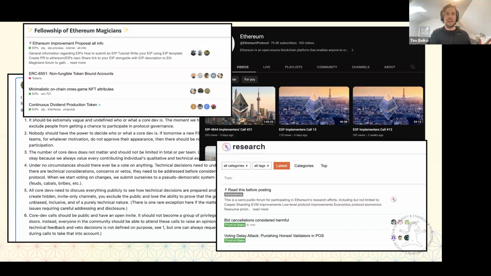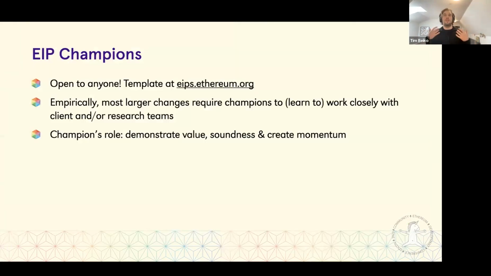And they're the ones who at the end of the day spend their time on a network, develop a client, and propose changes to the Ethereum network. But they're not the only ones who can propose a change. So we have an open process for proposing changes to Ethereum called the EIP process. This stands for Ethereum Improvement Proposal. There's a template and some instructions at eips.ethereum.org. So anyone can go and literally copy paste the EIP template and propose a change.